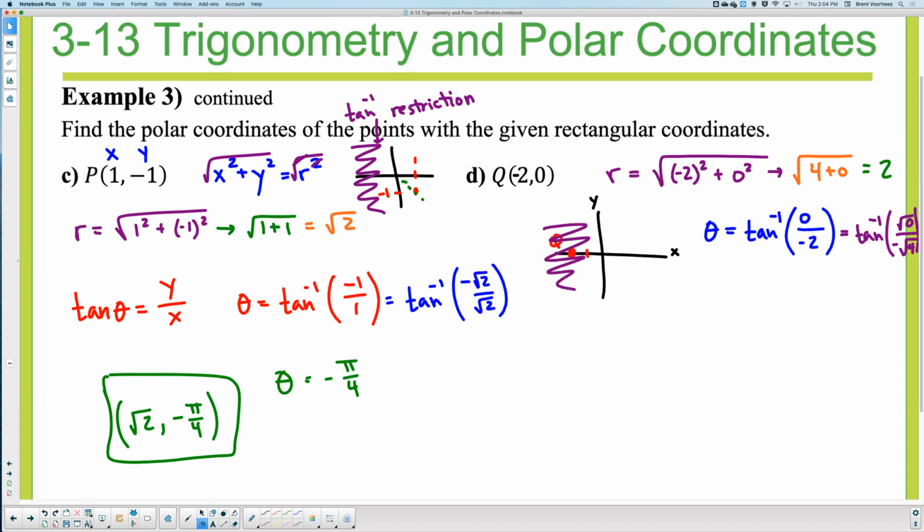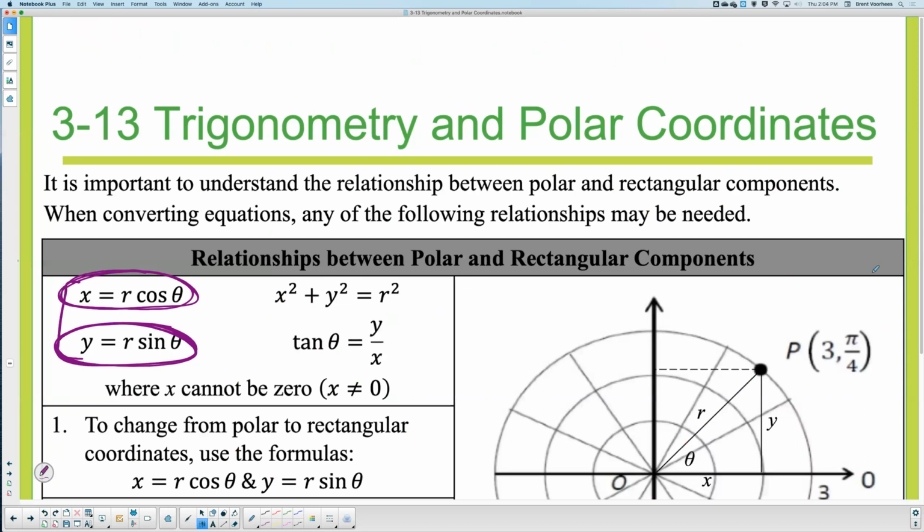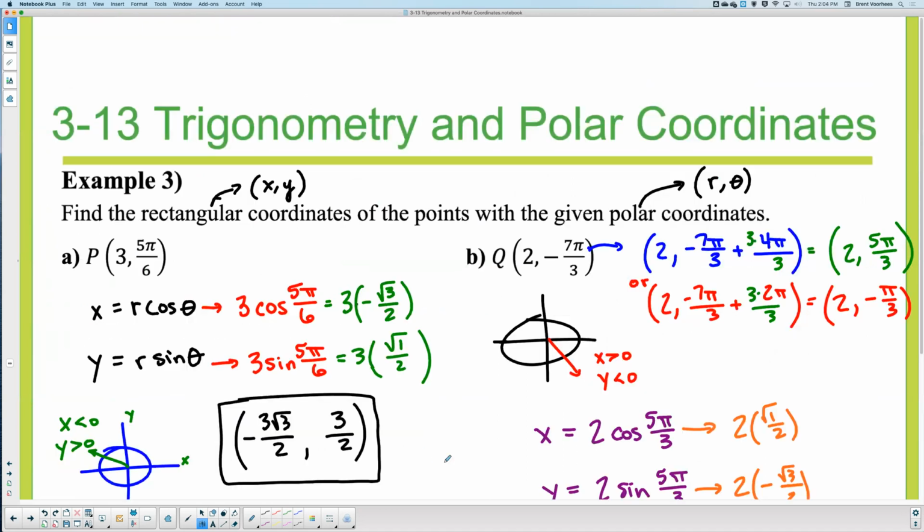A tangent restriction only finds the right side. Is our point on the right side of the graph? No. So what do you do if the calculator restricts this part, but you know the answer is supposed to be over there? Well, this is where you go to 2b on this chart. You remember this chart I said name it 2a and 2b? Well, 2b tells you if the point is supposed to be on the left side of the graph in quadrant 2 or quadrant 3, then you just simply add pi. That's all you have to do. So you add pi to the answer.